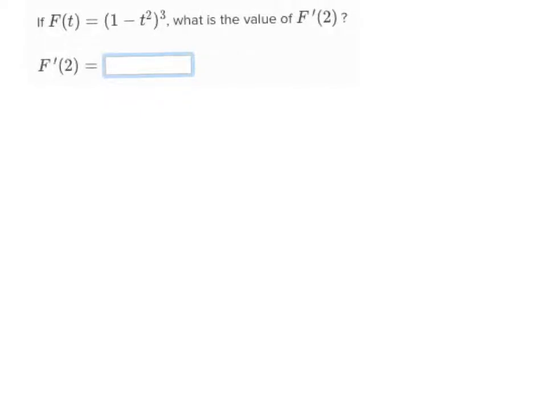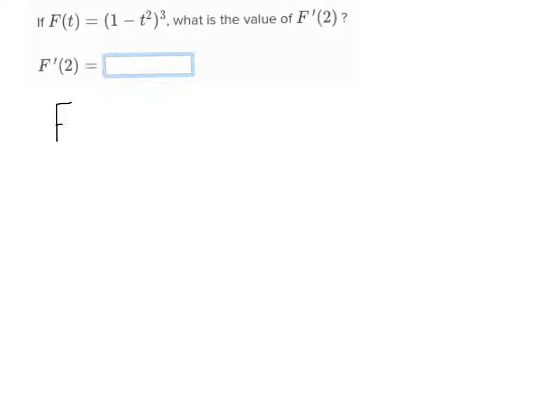So in this problem, they want us to do more than just find the derivative. What they're asking us is to evaluate f prime of 2. What that means is we need to find the derivative of the function and then evaluate it at 2. So the first thing I'm going to do is find the derivative.